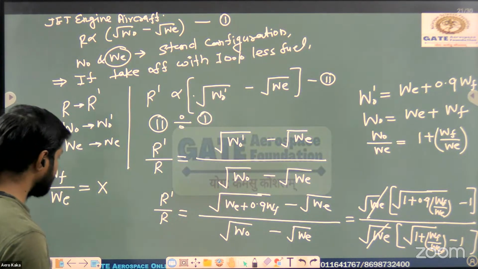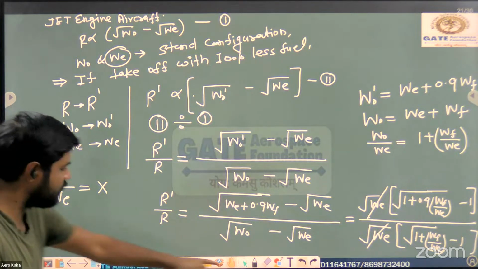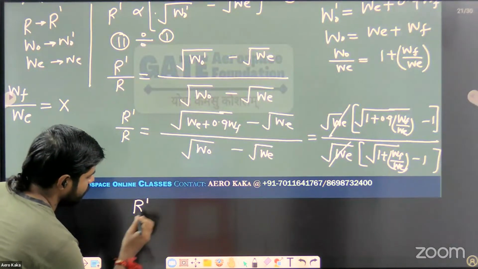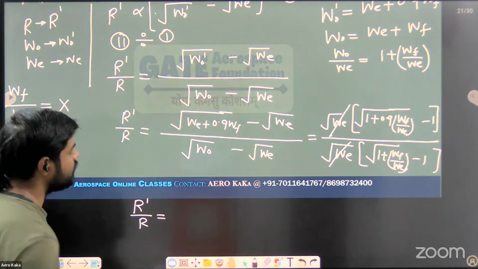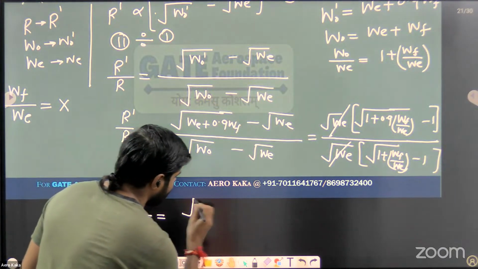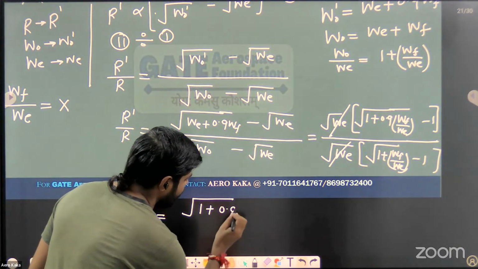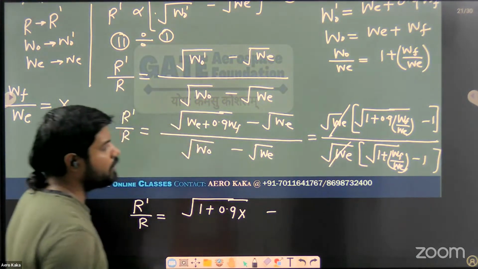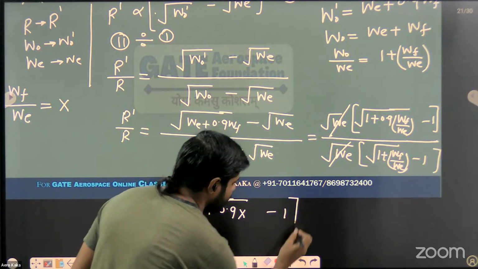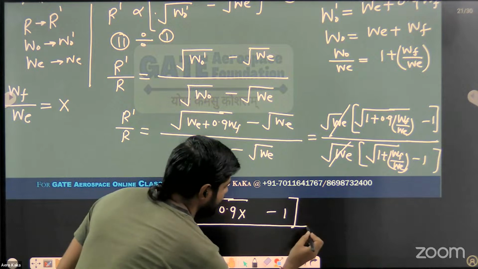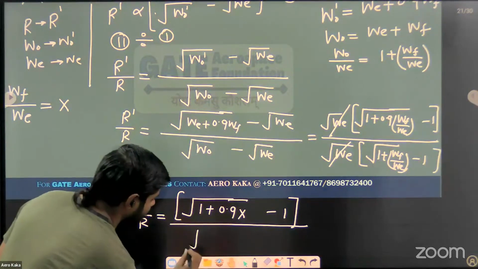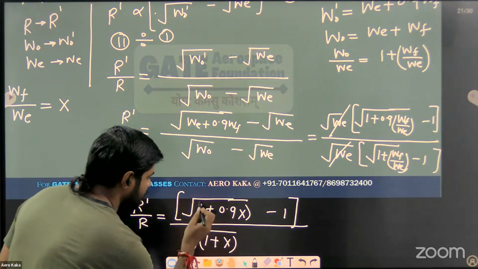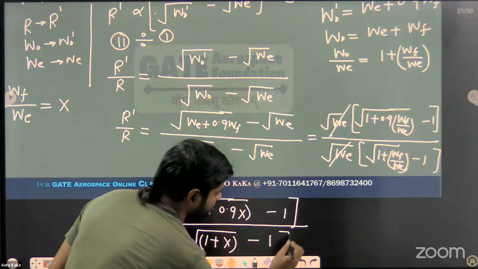Okay. So let's consider this is nothing but capital X here. If I want to write further, R prime upon capital R equal to how much you are getting? You can write it's root of 1 plus 0.9x, agree? Minus, what is the value of root 1? It's 1 only, that's why I have written directly 1 here. Divided by root of 1 plus x, right? Minus 1.